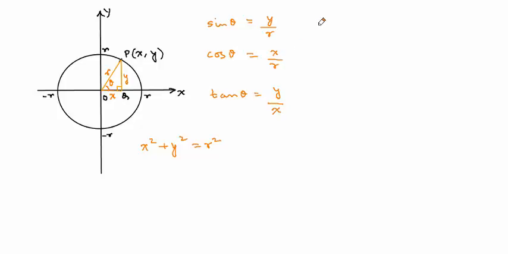We also know that the cosecant theta function, which is the reciprocal of sine function, is r over y. Just flip these over. Similarly, the secant theta function is equal to r over x, and the cotangent theta function is equal to x over y.